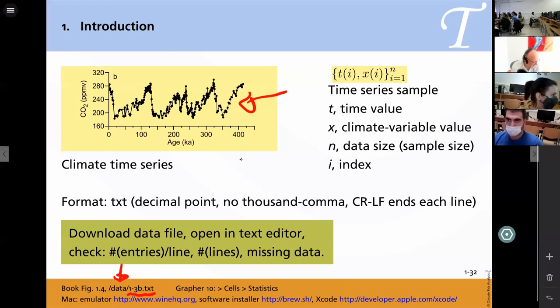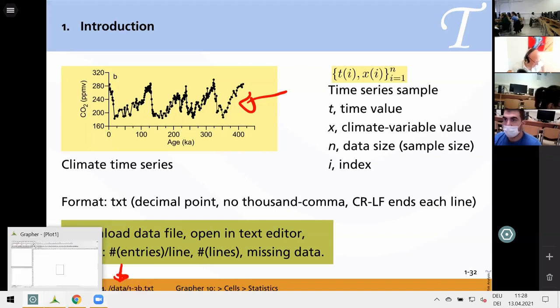So I will open the file and I look, how does it look like? Because this is the usual thing, what I always do, if colleagues send me data, they send it in different formats. And I have to make it so that it can run on my machines. It has to be in a text format. It should have a decimal point, not a decimal comma, as we Germans have it. And no thousand commas or other separators. And you should also have two entries per line, okay? The first is age, and the second is the value. And it should ideally also have no missing values. Okay, so I will check this.